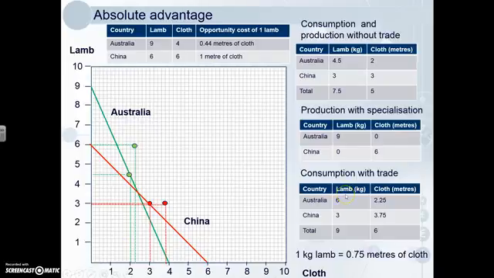So if you look back, Australia in a closed economy, foregoing 3 kilos of lamb, would have only gained 1.32 meters of cloth. But now they get 2.25. So both countries have gained from this trade. This is reflected in the total consumption: 9 kilos of lamb and 6 meters of cloth, compared to closed economies, 7.5 kilos of lamb, 5 meters of cloth. Also, it can be seen in the PPC. Each country is now consuming outside of its own PPC. This is not possible without trade.